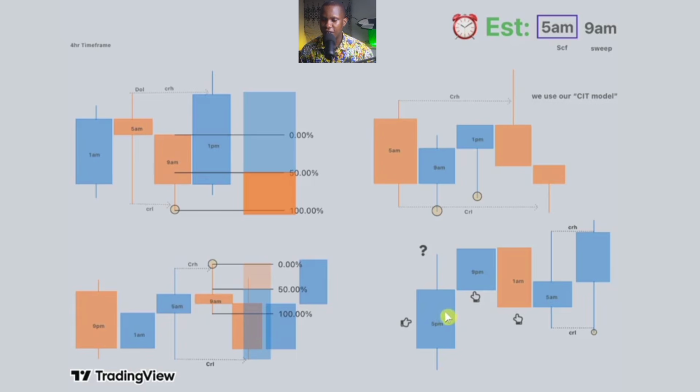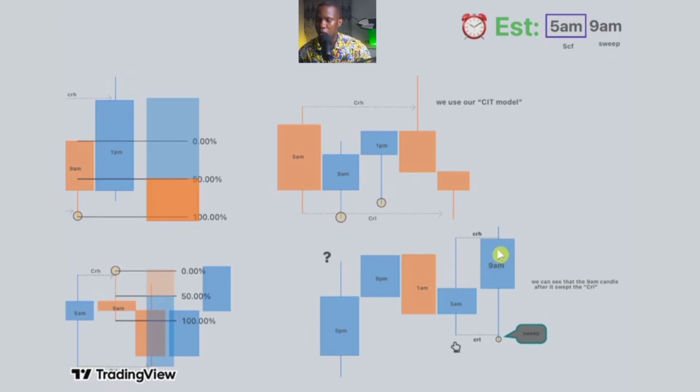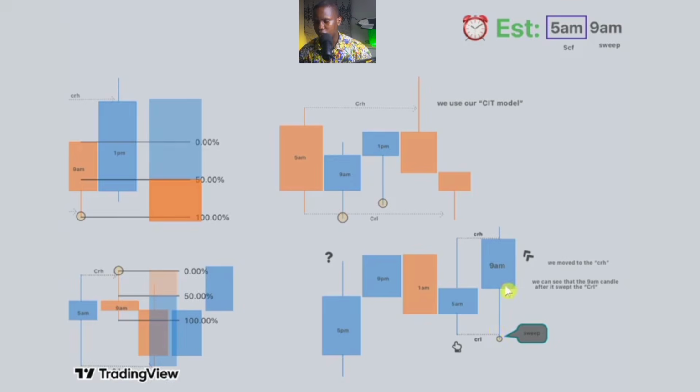And for this example, 5 p.m. candle, 9 p.m. candle, our 1 a.m. candle, and our 5 a.m. candle that we used. The candle range low, guys, the candle range high, and our 9 a.m. candle was the one that swept our candle range low before it moved price to this candle range high.